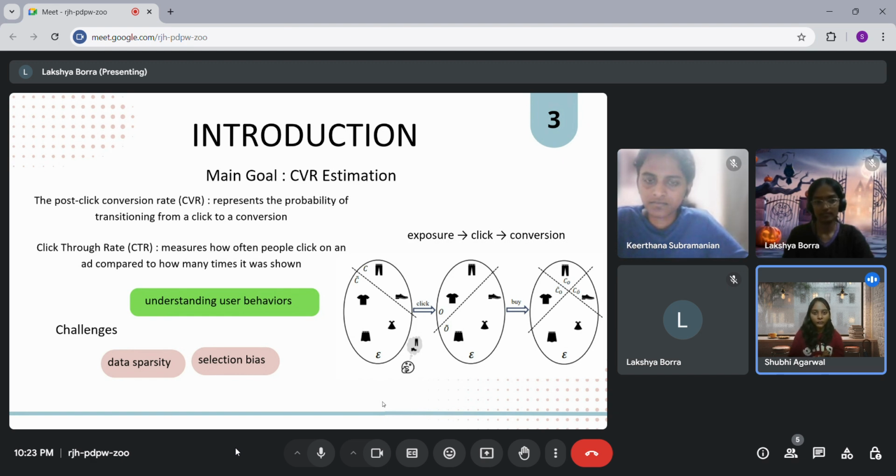So basically we get to know two new terms, CVR and CTR. CTR shows the measure of how often people click on an ad when they are exposed to it. CVR shows the probability of a transition from a click to a conversion. Why do we want to know this? We want to know about this to understand users' behavior, how frequently they click on the ad, how frequently they are going to buy from an ad, to get to know if the ad is productive or not. So we want to do CVR estimation, but while training our model, we face two main problems: data sparsity and selection bias. Let's delve into them deeper.